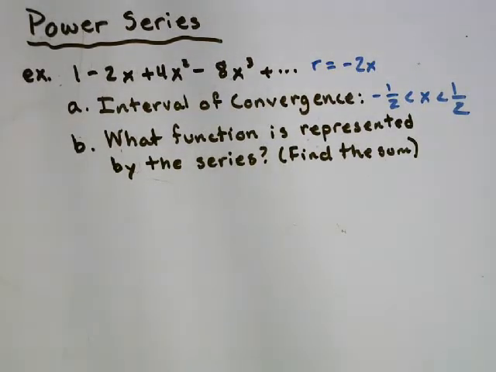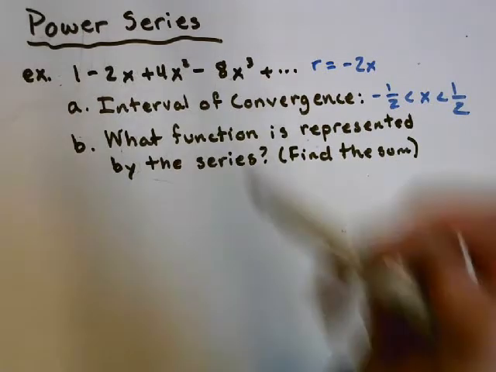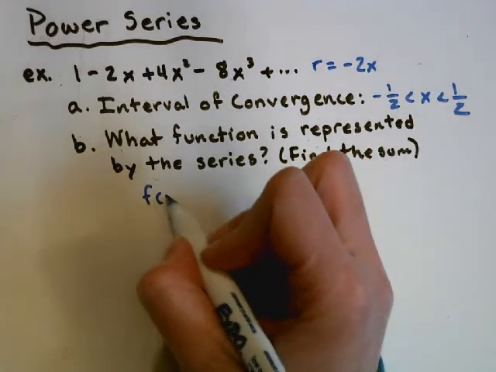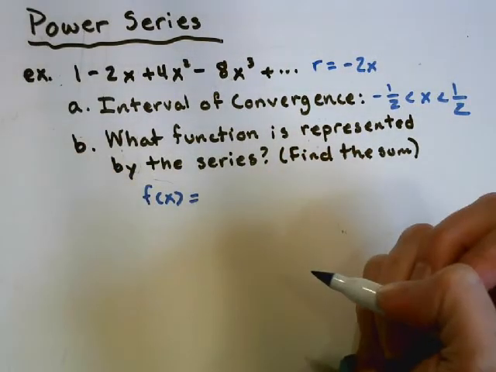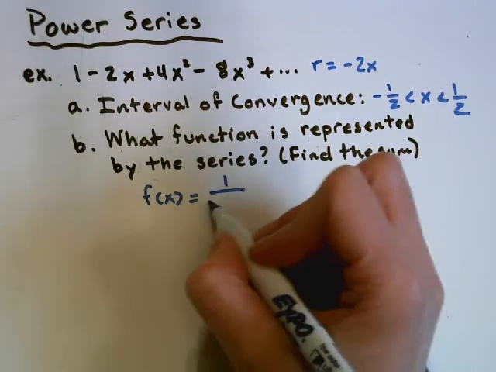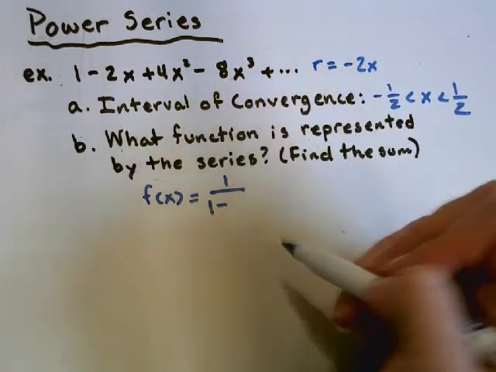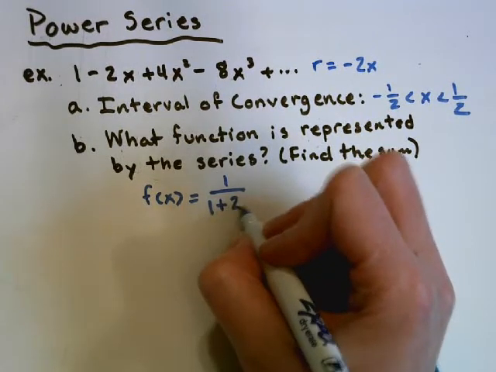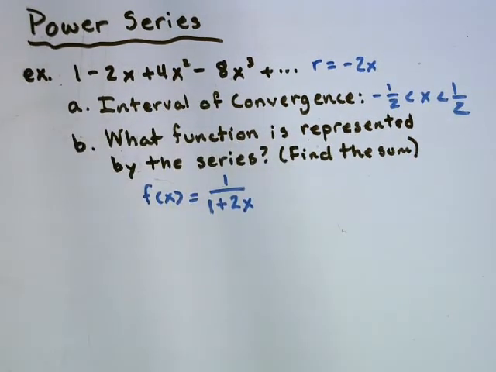After we found the interval of convergence, which was -1/2 to 1/2, we are asked what function is represented by the series. And this, for our purposes, is just a fancy way of saying find the sum. So we are going to represent it as a function, so f of x. It's going to be a1 over 1 minus r. Well, my a1 is 1 over 1 minus, my r is -2x, so this would be 1 plus 2x.